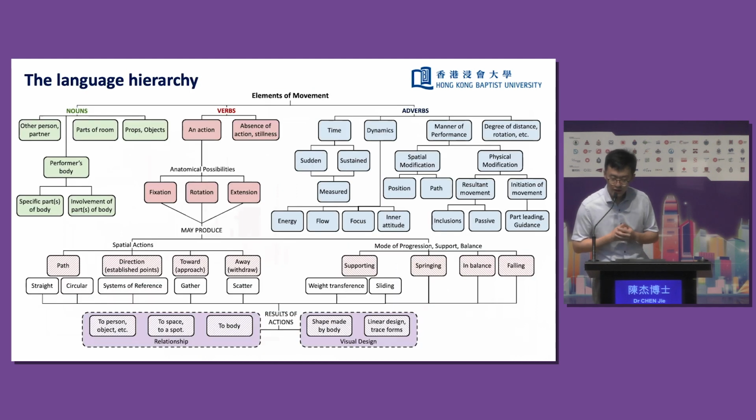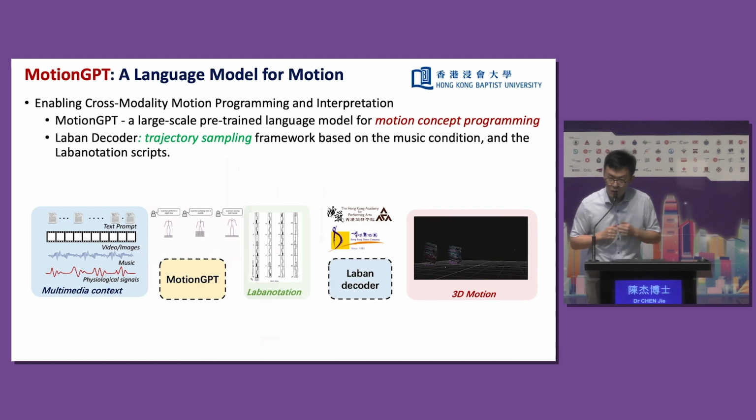For the Laban notation, they actually have their own language system. They have their own words, like the use of different body parts, different action names, their own verbs and actions. They have their own adverbs to describe duration, timing, etc. And this all aligns very well with our natural language system. So this encourages us to develop motion GPT.